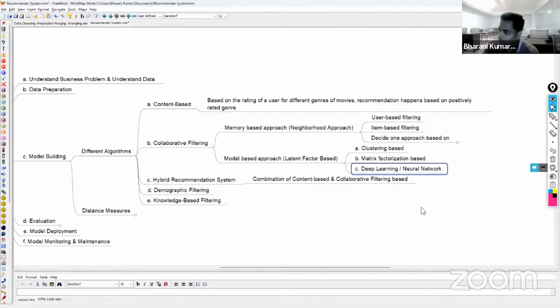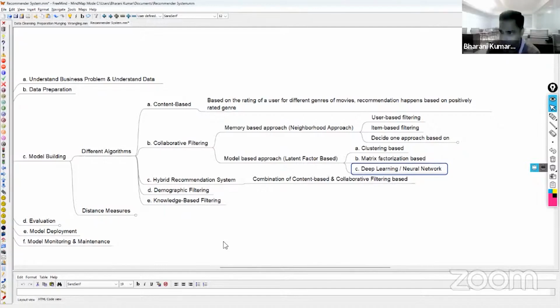Even in matchmaking websites such as shadi.com, etc., people use neural network algorithms. And you can also use hybrid algorithm, which would be a combination of content-based and collaborative filtering. There is also demographic filtering based on your demography. It's more of non-personalized recommendation. And then you have something called knowledge-based filtering.